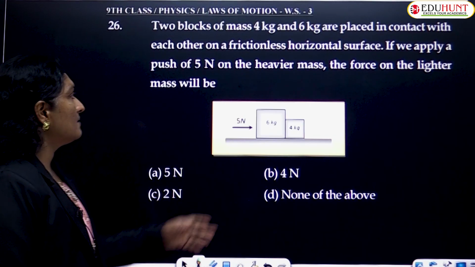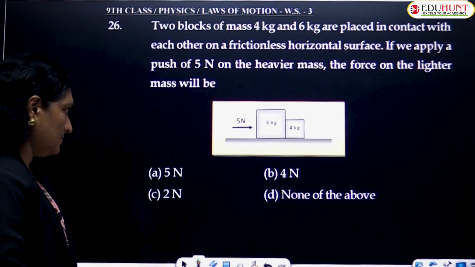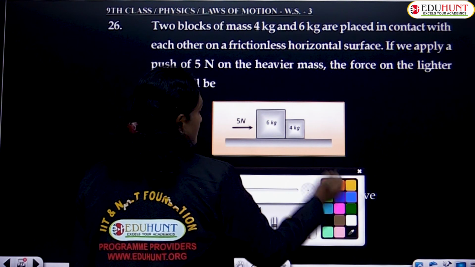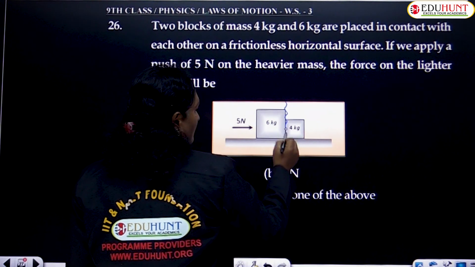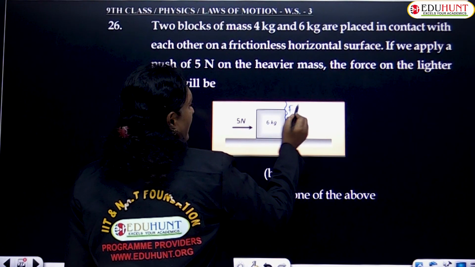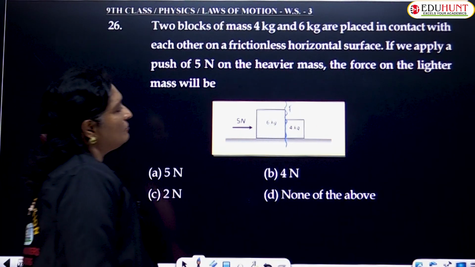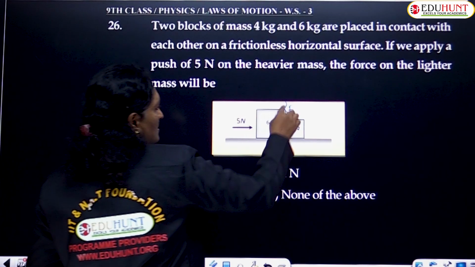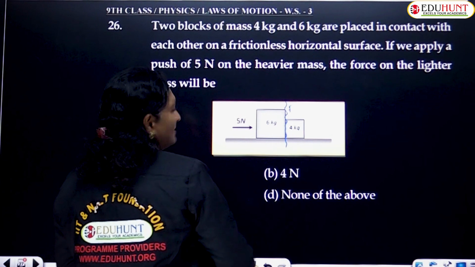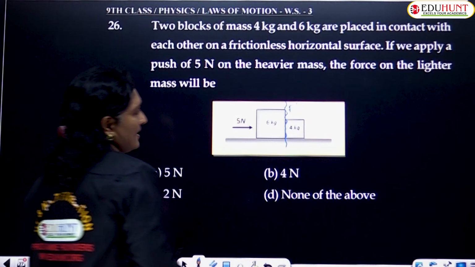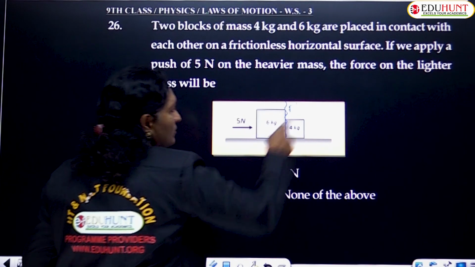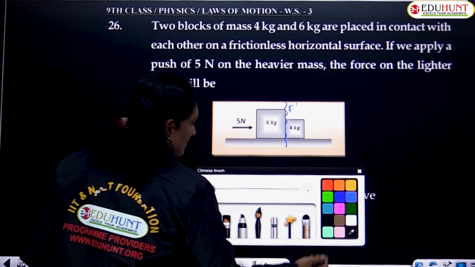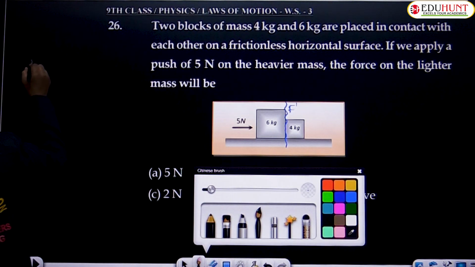So the force on the lighter mass will be, we have already solved this type of numericals in the beginning of this concept. If you observe, some force must be acting. So this force you are asked to find out, the force on the lighter. Because of this force, some contacting force is acting, we'll take it as F dash. So that contacting force you are asked to find out. Simple. First of all, before solving, let us try to find out the acceleration of the system.